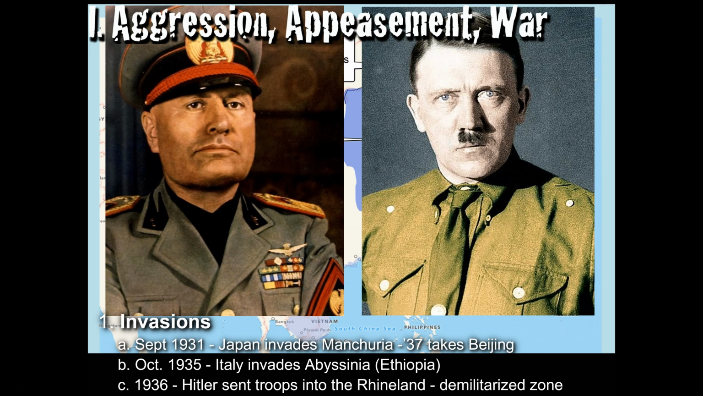In 1936, Hitler's also going to test the will of the Western democracies, and again, he finds it weak. The first thing he does is build up the German military, going beyond the restrictions of the Treaty of Versailles. And in 1936, he sends troops into the Rhineland, which is a region between France and Germany. And according to the Treaty of Versailles, it was supposed to be demilitarized, no military in this area. And Hitler, defiantly in opposition to the Treaty of Versailles, sends troops in.